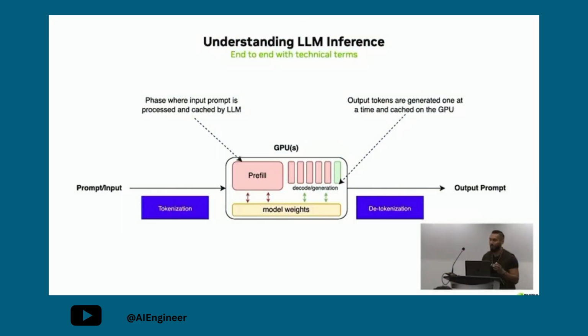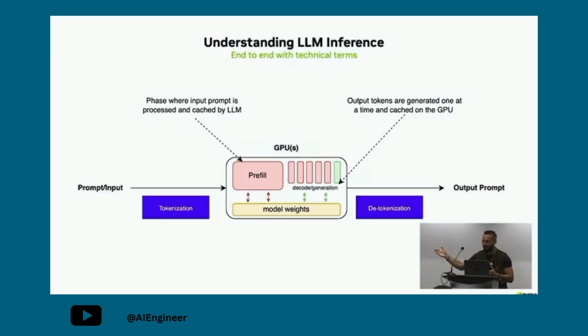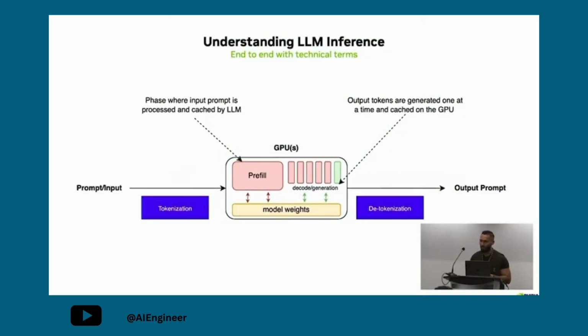I go into this thing called prefill. Prefill is the stage where you compute the attention mechanism. And then I start generating tokens one at a time. The red and the green just signify that I'm storing those tokens on the GPU. The green is the latest one that I sent out.